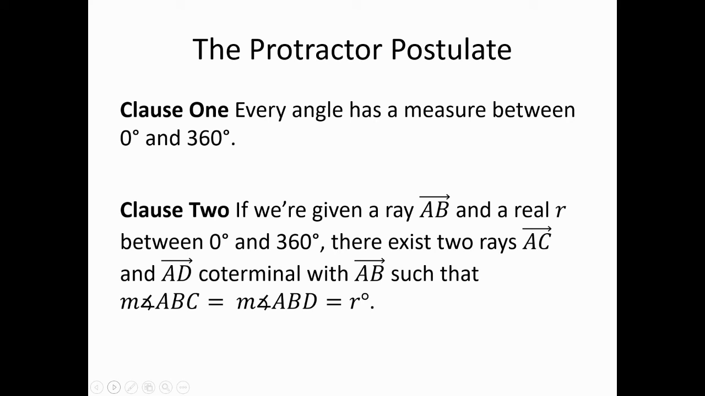The protractor postulate, first of all. Clause 1 is very much like clause 1 of the ruler postulate. Clause 1 of the ruler postulate says that every segment has a unique positive measure.